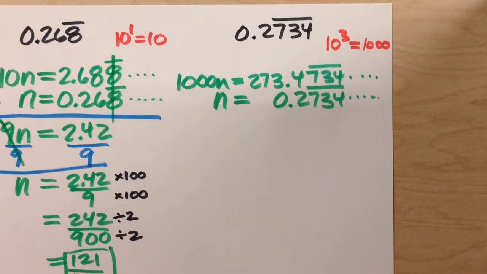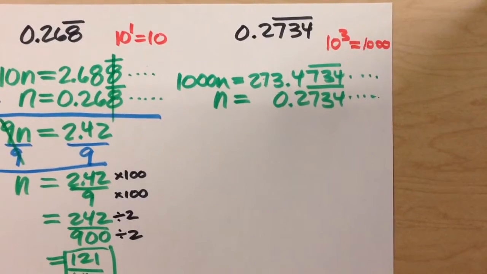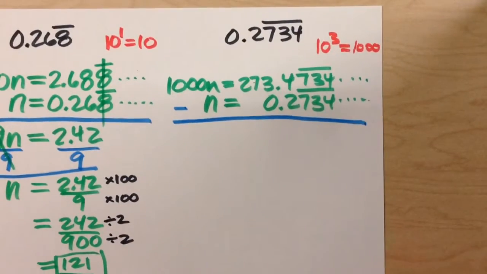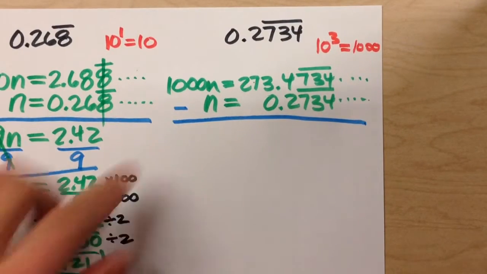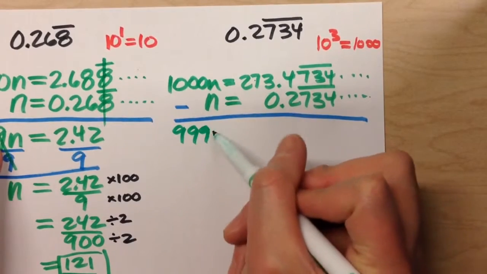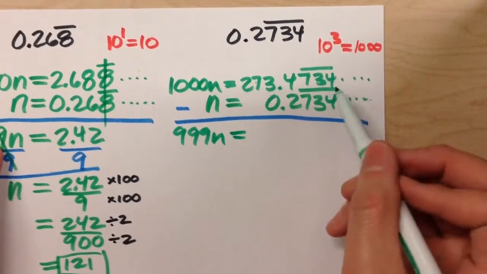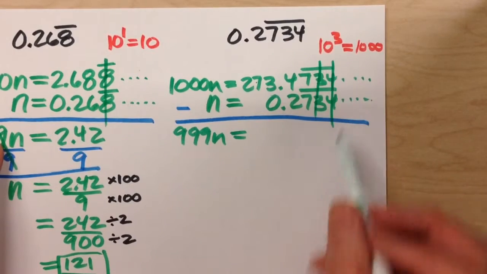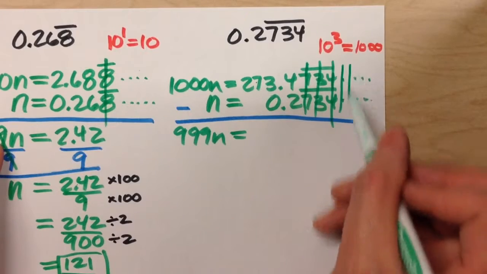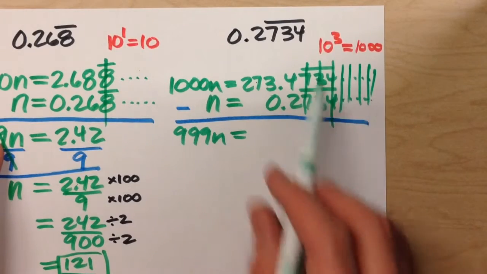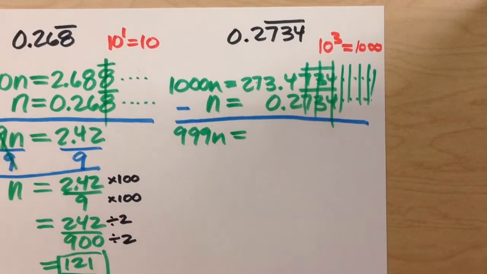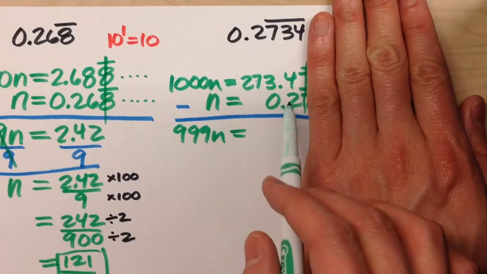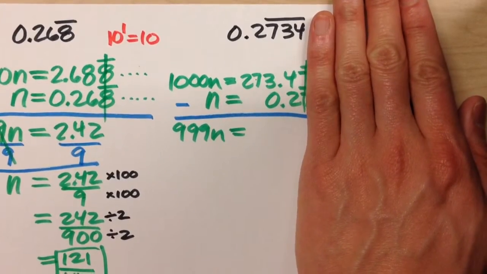Step 4. Now we've got to subtract the 2 equations and solve for n. So I'm going to subtract these 2. 1,000 n's take away 1 n is 999 n's. And when I subtract these, look, 4 minus 4, 0. 3 minus 3, 0. 7 minus 7, 0. All of those repeating digits subtract out because they're all going to line up. And what I'm left with is 273.4 minus 0.2, which is 273.2.